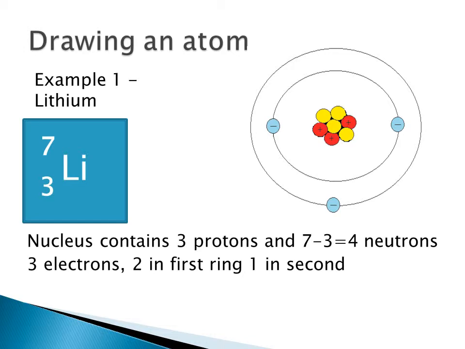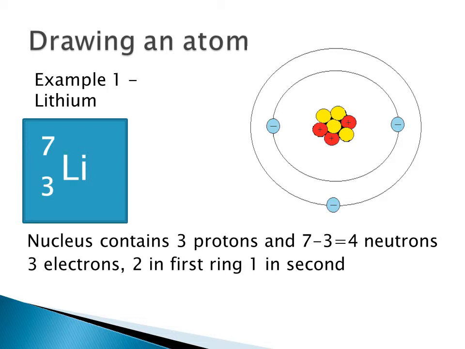So first of all, on the periodic table there is a key. The key tells you that the bottom number is known as the atomic or proton number. So that's the number of protons. So you can see here we have 1, 2, 3 positively charged protons in the nucleus. Now in an atom, the number of protons is also the number of electrons. They always balance out in an atom. So 1, 2, 3 electrons. 2 in the first ring, that makes that one full. So the third one has to go in the second ring.